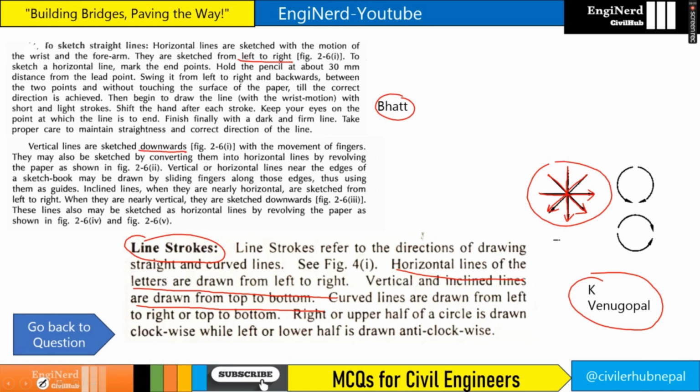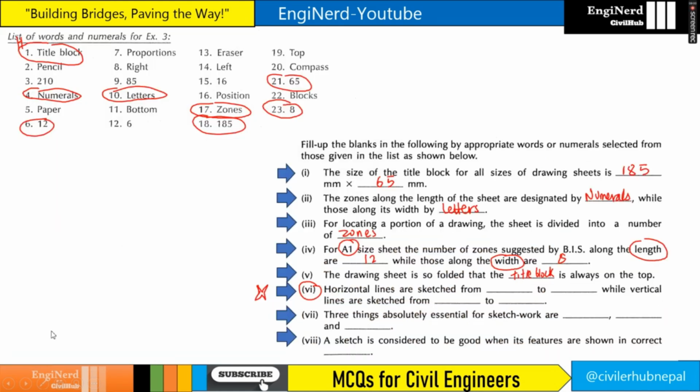So let's go and write our answer. Can we find left, right, top, bottom? Okay, left and right, top and bottom. So here is left, here is right, horizontal and vertical, top to bottom.